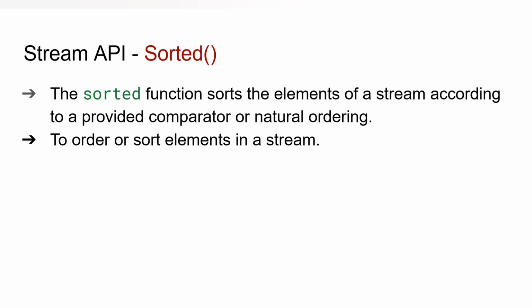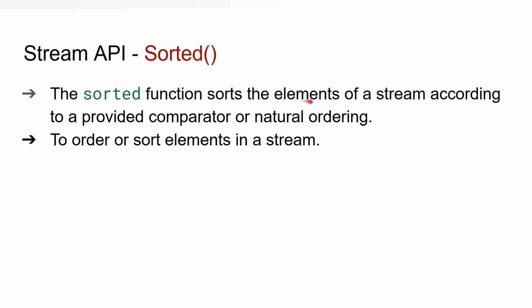First one, we have covered the map method, which is used to convert and transform each element into a new stream as per the logic you have provided. Then we have seen the filter method, which is used to filter out the elements. And now we will see the sorted function. The sorted function is used to sort elements in a stream.